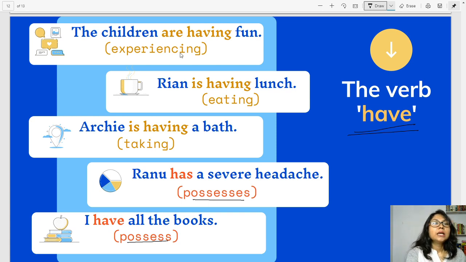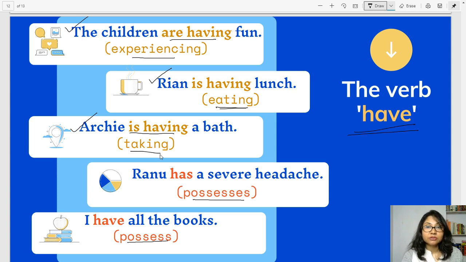Okay? The children are having fun. That is, they are experiencing fun. Okay? They are enjoying themselves. Rian is having lunch. That is, he is eating. Okay? Archie is having a bath. That is, he's taking a bath right now.